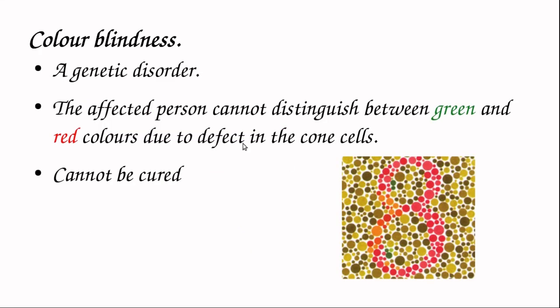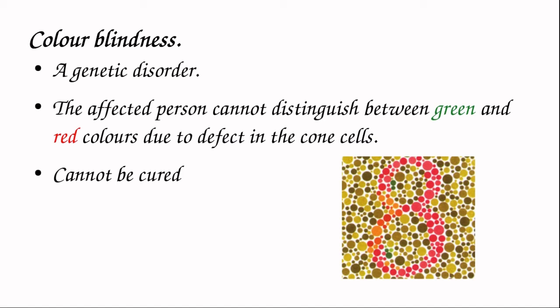Then comes color blindness. It's a genetic disorder. The affected person cannot distinguish between green and red colors due to a defect in the cone cells. Okay, so the affected person cannot distinguish between green color and red color. If a tree has red flowers, the person may not see the red flowers. With the dominant green, he may see only the green color, and he cannot identify the red flowers in it. Okay, and it cannot be cured as it is a genetic disorder. You got it?